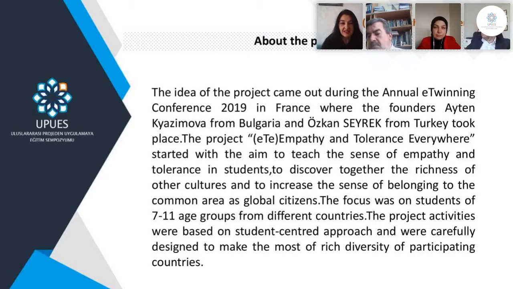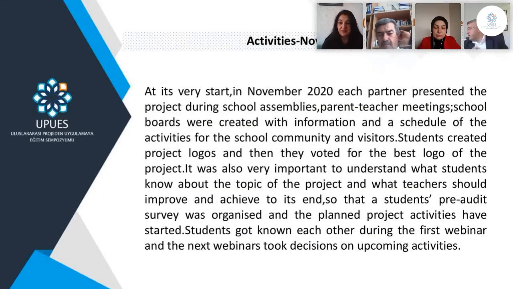The project Empathy and Tolerance started with the aim to teach the sense of empathy and tolerance in students, to discover together the richness of other cultures, and to increase the sense of belonging to the common area as global citizens. The focus was on students of 7-11 age groups from different countries. In November 2020, each partner presented the project during school assemblies and parent-teacher meetings, and school boards were created. Students created project logos and intros, and they voted for the best logo. It was also very important to understand what students know about the topic, so we organized a priority survey for teachers and students, and the planned project activities started.